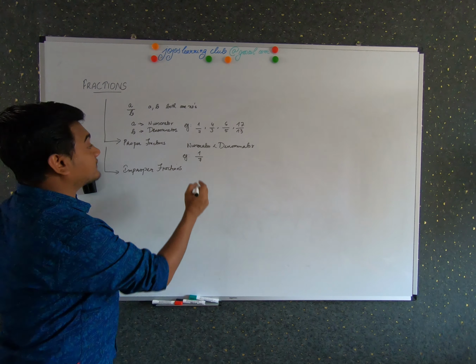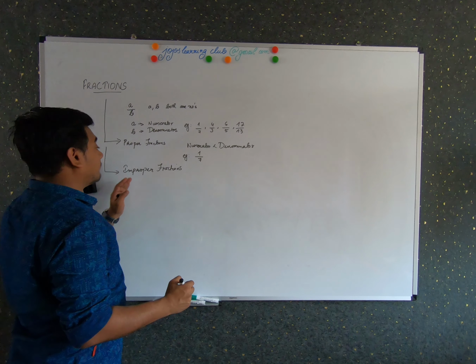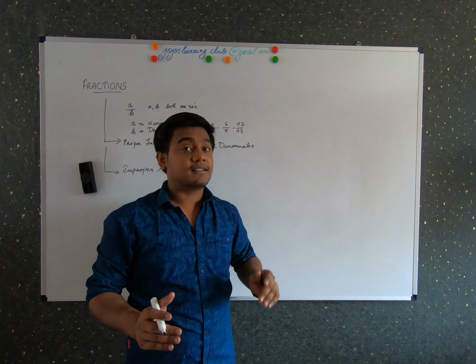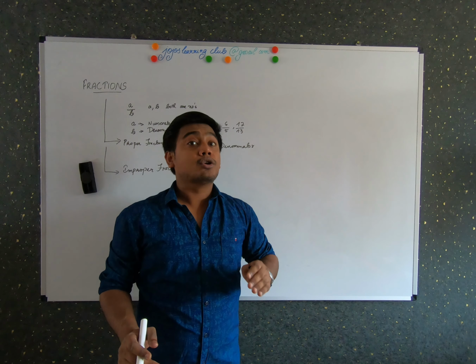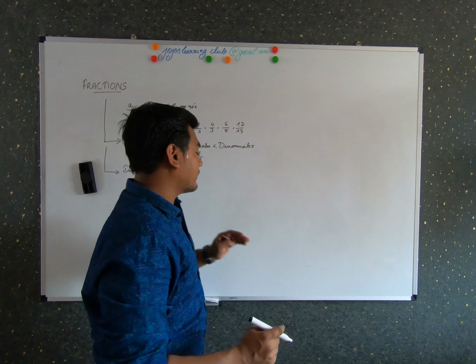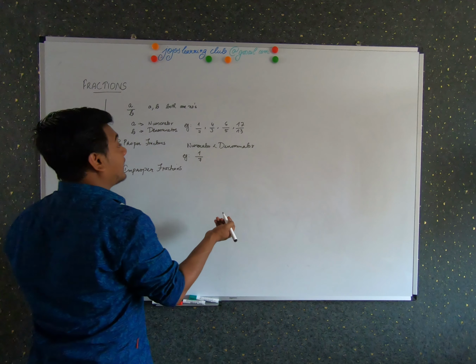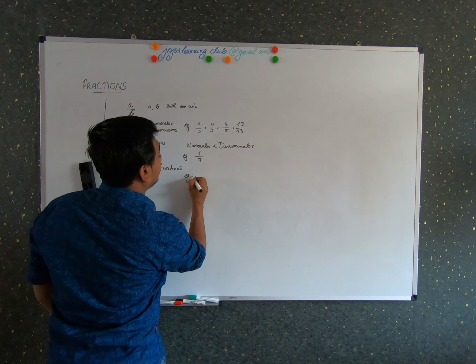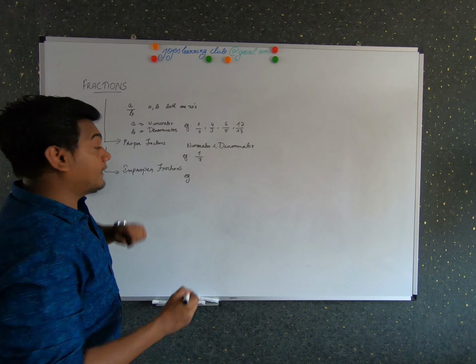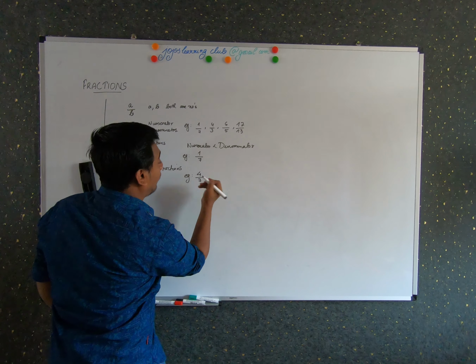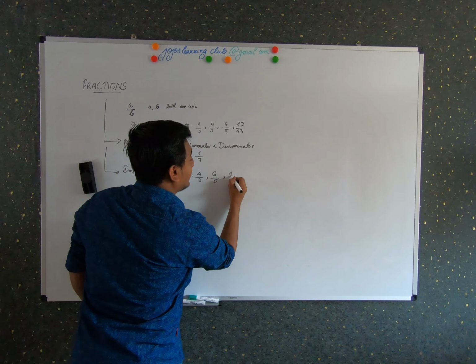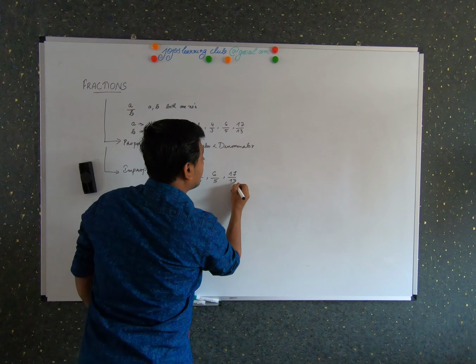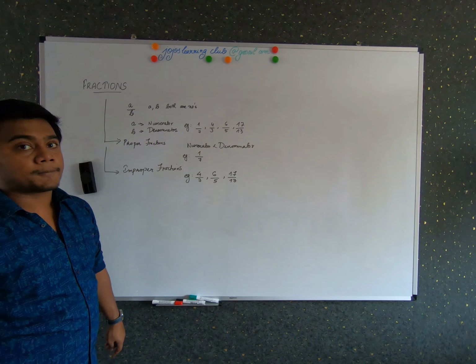Okay, so now let's write the examples of improper fractions. Improper fractions are fractions where the numerator is greater than the denominator. Sorry, not less than, numerator is greater than the denominator. So let's write some examples. Here 4 by 3 is an example of an improper fraction. 6 by 5 is an example of an improper fraction. 17 by 13, this is also an example of an improper fraction.